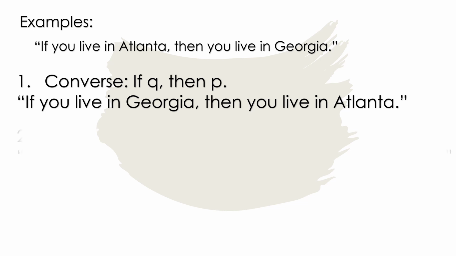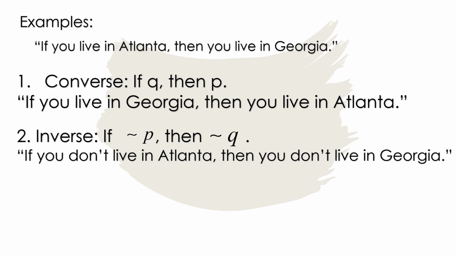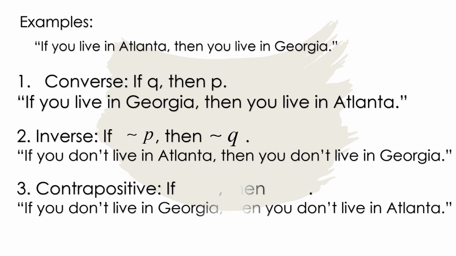All right, then we go to the inverse. Remember, the inverse is if not P, then not Q. So that means if you don't live in Atlanta, then you don't live in Georgia. And we'll talk about the truthfulness of these in a few minutes. So then the contrapositive, if not Q, then not P. If you don't live in Georgia, then you don't live in Atlanta.